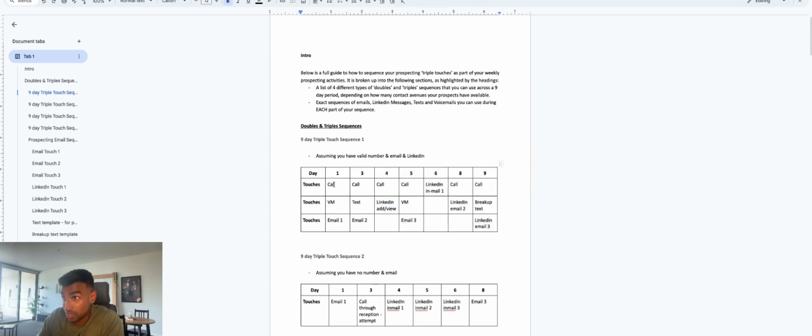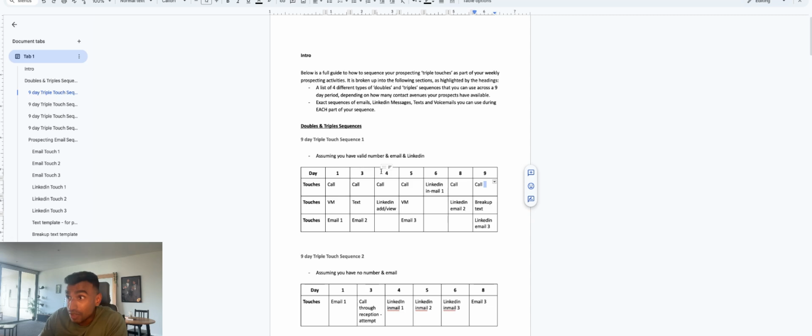So assuming you have a valid number and email and a LinkedIn, here is how you can sequence and run your triples, right? So day 1, you call, voicemail, and email. Day 2, you call, text, and email. Day 3, call and LinkedIn ad. Day 5, call, voicemail, email. Day 6, day 8, and day 9.